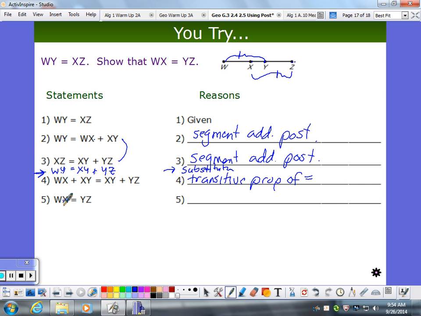And then let's see, how did I get from here? So I went from this statement to that statement. Well, what disappeared? The xy's are gone, right? Okay, wx equals yz. How can I get rid of those xy's? I'm just going to subtract them out, right? Who says I can do that? The subtraction property of equality.